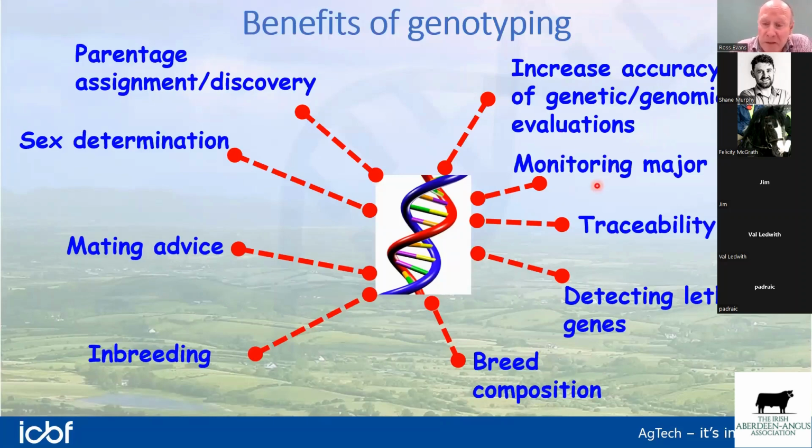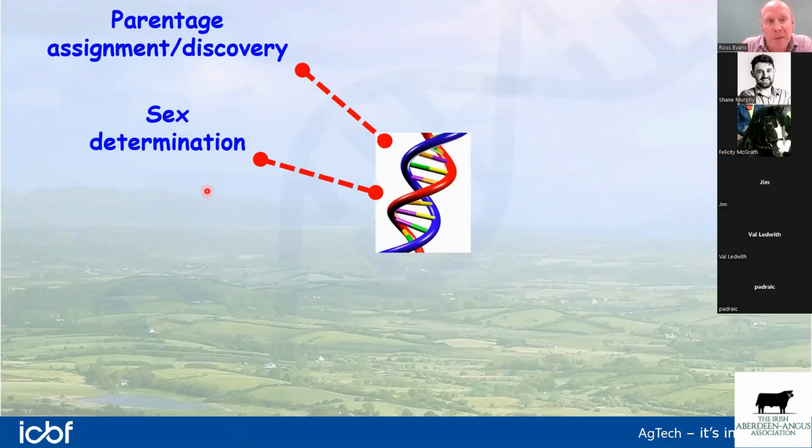We're obviously touching on some of the major genes that are impacting the Angus breed, such as myostatin, but also there's a role for DNA traceability, detecting lethal genes, deriving breed composition, monitoring inbreeding, mating advice, and sex determination. So we'll cover some of these, but obviously some of them will be covered later on by Katie. So we'll just cover some of the bigger areas.